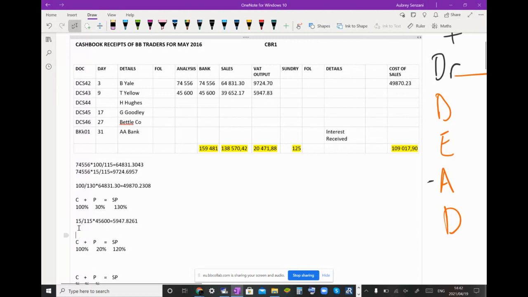In order to calculate our cost, we're going to say 100 divided by 120. All right, because what we want is the cost, what we have is the selling price, times the amount. That's 39,652.17. And there, what do we get? We get this 33,000. Okay, and that's going to then be our cost of sales. And this would be 48 rounded up to 2 decimal places.